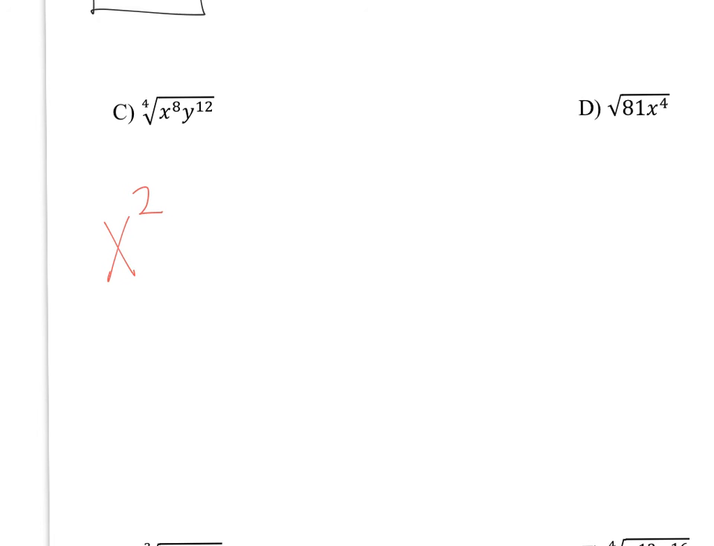Same thing here, I'm thinking how many groups of 4, because it's the 4th root, are in 12? Well, 12 divided by 4 is 3. Now this is where you have to be careful. So this would be y cubed. But in order for this to work, because it's an even root, this number has to be positive. So I have to add those absolute values there, because I went from an even root to an odd exponent. Even to an odd, you have to have the absolute value.